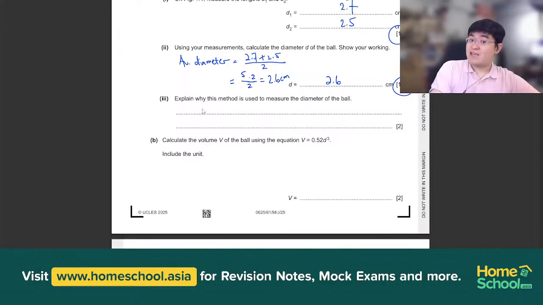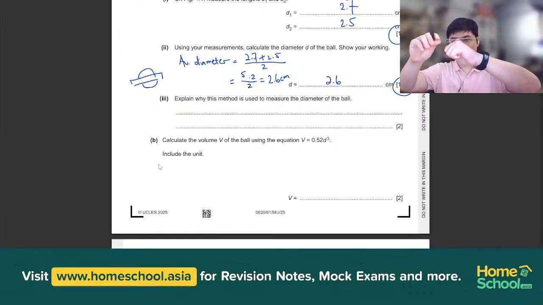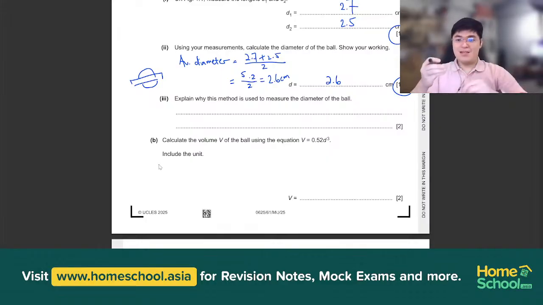So we are to explain why this method is used to measure the diameter of the ball. Basically, why can't you just take a ruler like this and put the ball right on top like this? Well, if you notice, the ruler sits right on top of the ball. It is very difficult to determine where the edge of the ball is on one side and where the edge is on the other side. This is something that you guys know very, very well. It's something called parallax error.